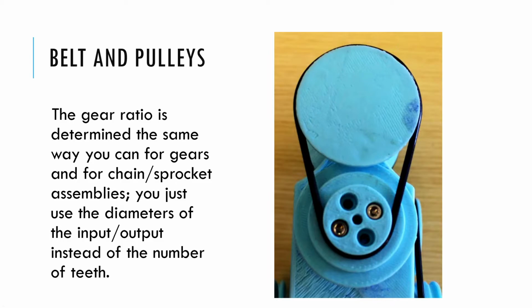When you've got your gear ratios, you're going to have the same way of determining them as you do for gears, using the formula for diameter. And it's just like the formula for teeth. It's a ratio of the output diameter to the input diameter. And so as long as you know the diameter, then you can get that ratio.